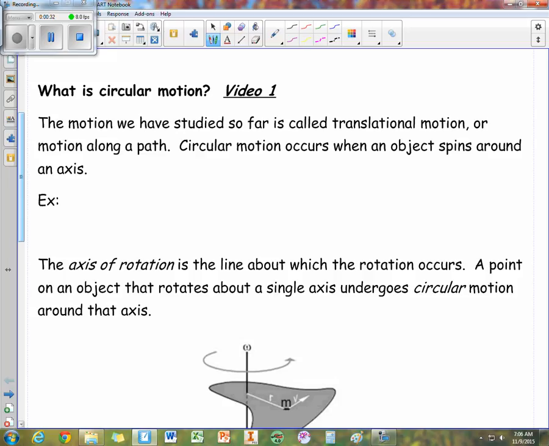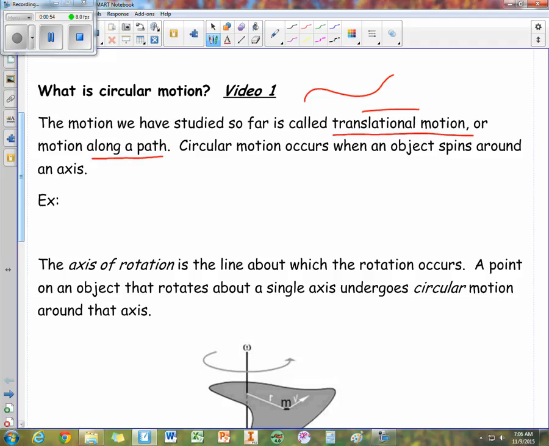All right, so to start off this first video, we're going to talk about what exactly circular motion is. Now, the motion we have studied so far is called translational motion. And this means motion along a path. Now, this path can be a curved path, it can be a straight path, it could be any kind of path you want, but it has to be along a path.